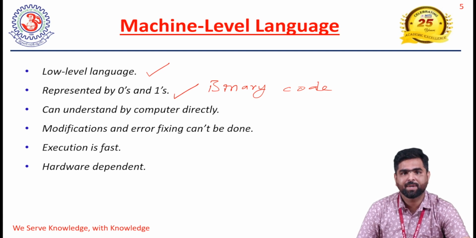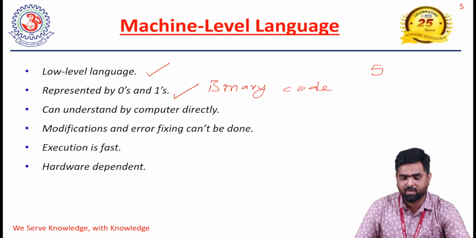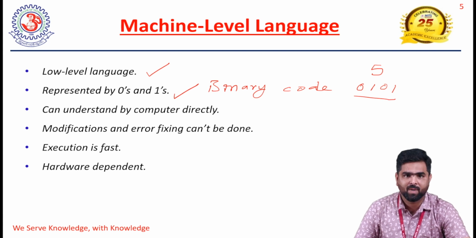But when it comes to humans, it is very difficult to understand machine level language. Why? For example, as a human, if you want to read the value 5, it is very easy, we can simply read it. But if you want to store this value 5 in the computer in the form of zeros and ones, it will come like 0 1 0 1. So for the number 5 itself, we are giving 4 bits of data. When it comes to complex numbers or complex images, the number of zeros and ones is going to gradually increase.